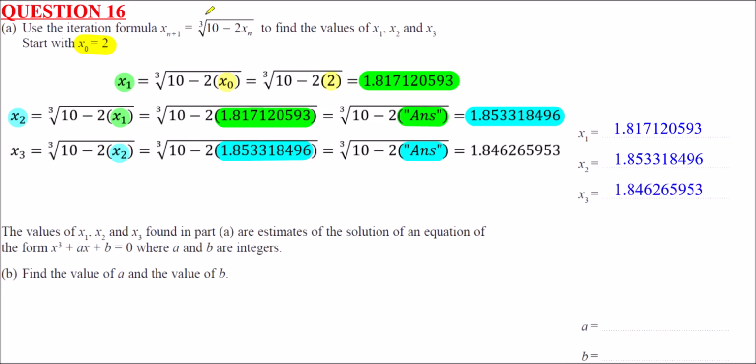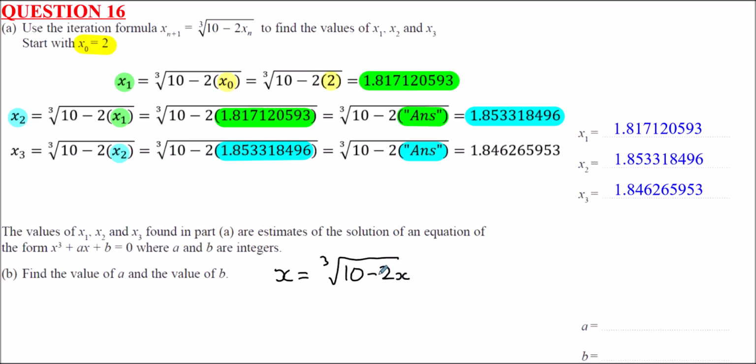Now for part B, we're told here that the values we're trying to find in part A are estimates of the solution of a cubic equation in this form: x cubed plus ax plus b equals 0, where a and b are integers. Find the values of a and b. Now to do this, what we need to do is just to call each subscript the same value. So we're going to call this x and this one x. So in other words, x equals the cube root of 10 minus 2 lots of x.